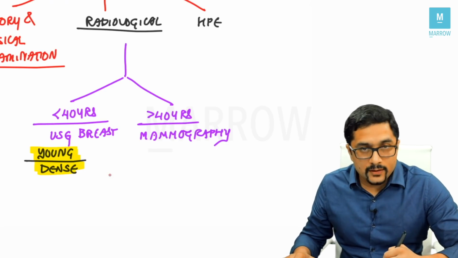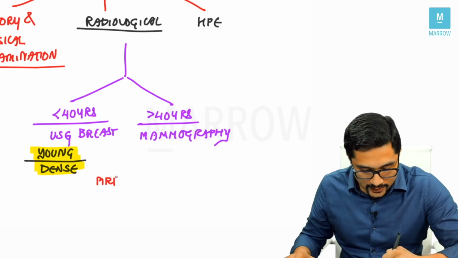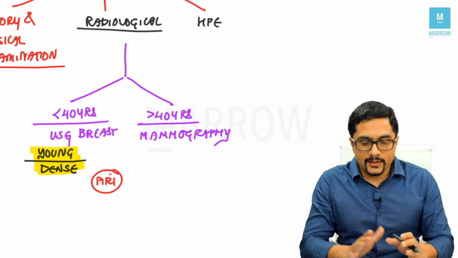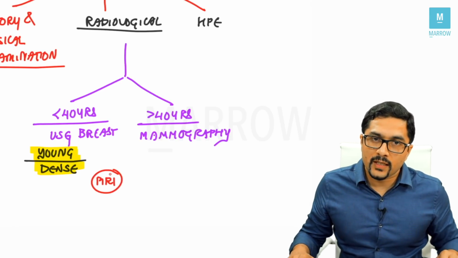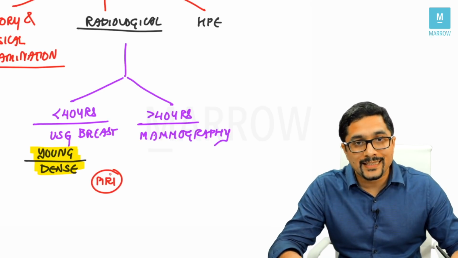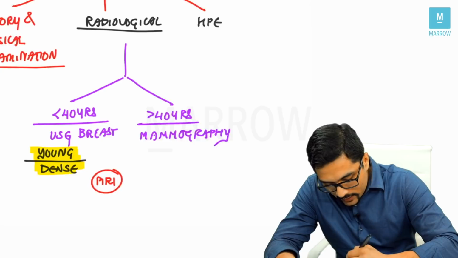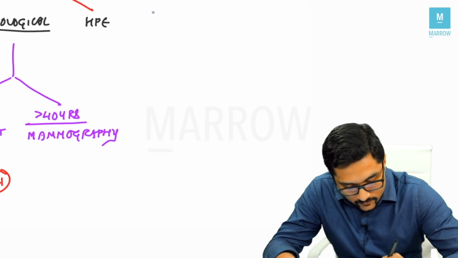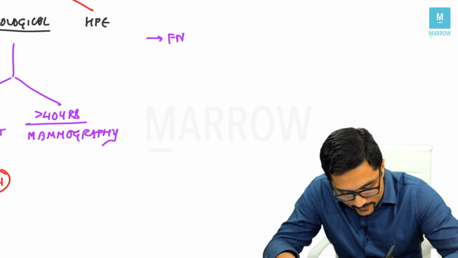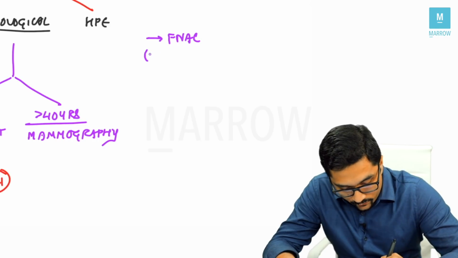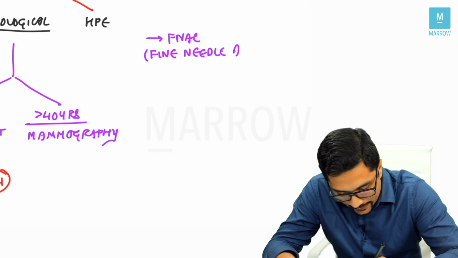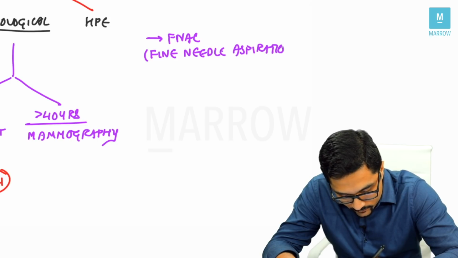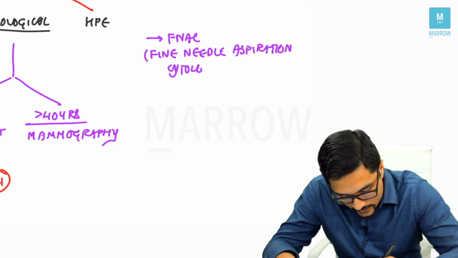There's another radiological test, that is MRI. I'm going to tell you in detail about radiological tests once I have covered histopathological tests of triple assessment. Then we're going to discuss radiology in detail. So histopathological tests can be, you can either have an FNAC. You know that FNAC stands for fine needle aspiration cytology. This you must have read in pathology.